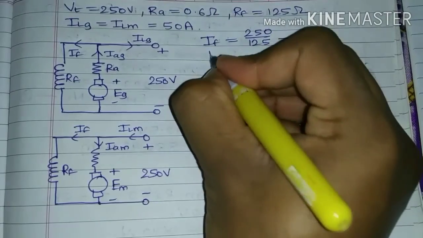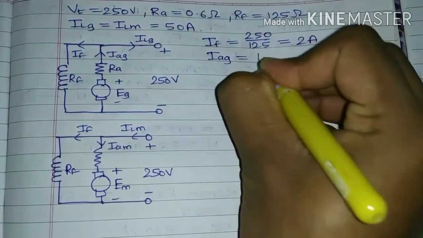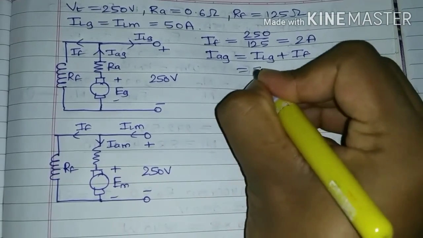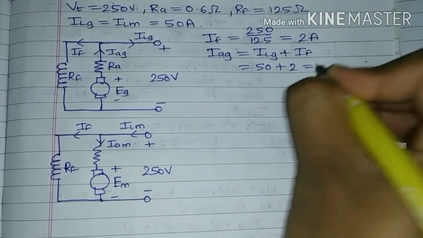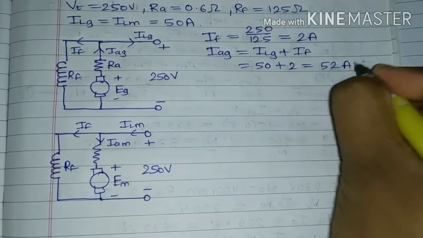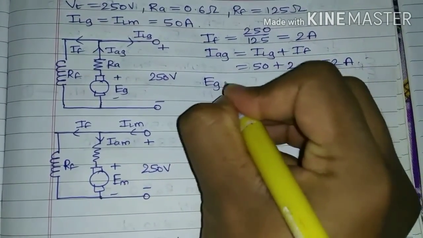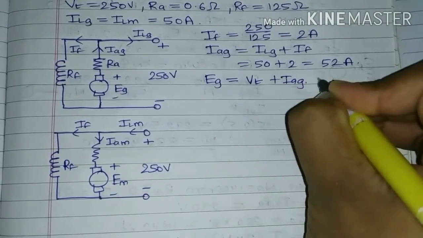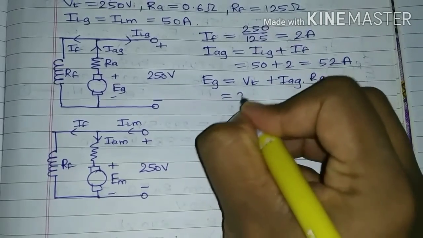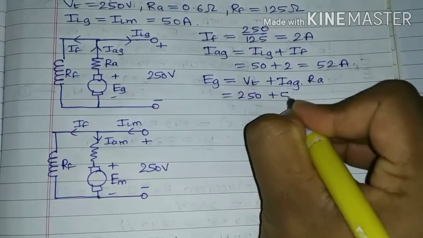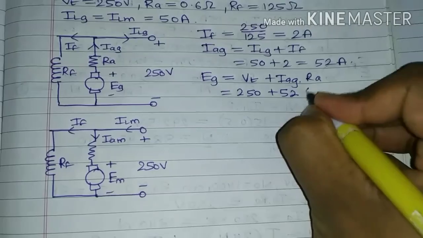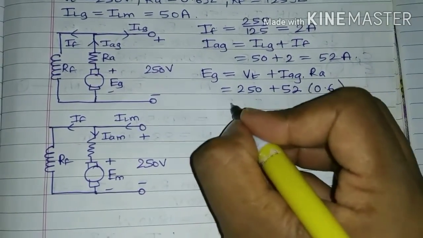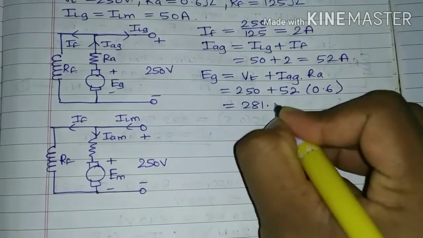Now for a generator, IAG is equal to ILG plus IF, which is equal to 50 plus 2, which is 52 amperes. Now EG is equal to Vt plus IAG into Ra by KVL. So EG will be equal to 250 plus 52 into 0.6, which is equal to 281.2 volts.